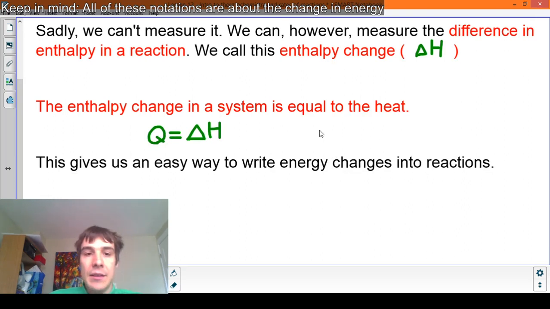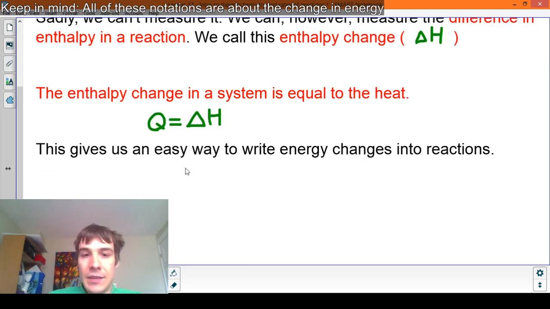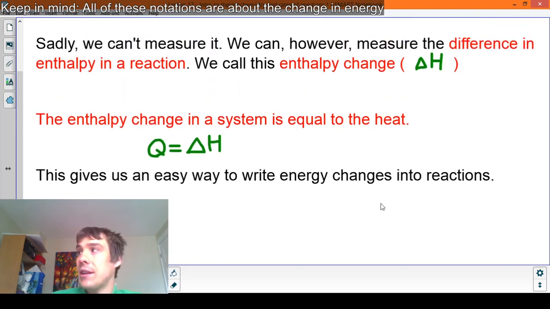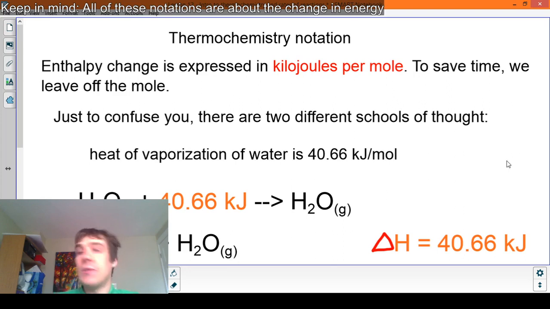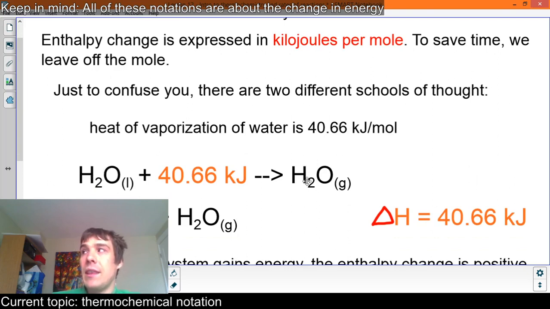We're not really going to get into entropy and stuff like that. So delta H is how we talk about energy changes in reactions. Here's how we do it. This is thermochemistry notation. It's usually expressed in kilojoules per mole, because we use moles in chemical reactions, right? If I write this, you know that it's 1 mole of water and 1 mole of gas. So when I write 40.66 kilojoules, it's kilojoules for a mole of the reaction. And there's 2 ways to do it.